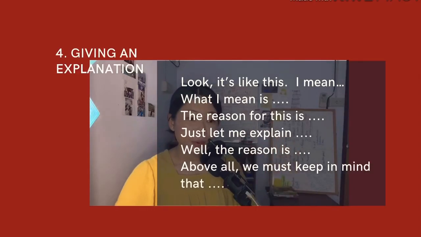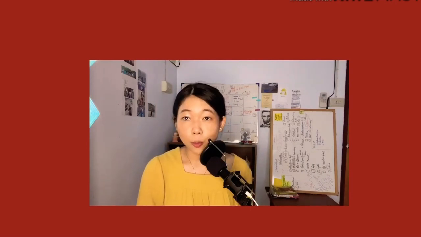For example, look, it is like, I mean, or the reason for this is, well, the reason is, above all, we must keep in mind that reforestation is the action of people getting together and helping to replace a forest with some plantation, and so on. And the fifth thing that normally happens, this is very important, I would like everyone to highlight, is agreeing with an opinion.